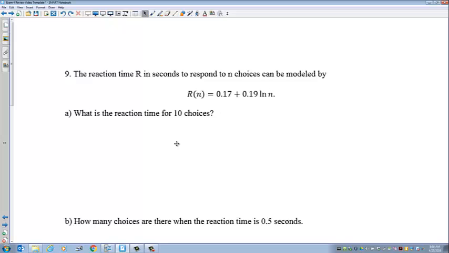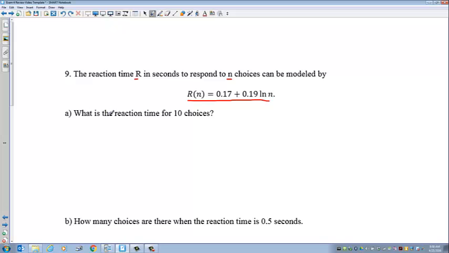So we had A and B there, and then we have our last problem, which is number 9, which is working with a logarithmic formula. On this one, the reaction time R in seconds to respond to n choices can be modeled by this formula: R of n equals 0.17 plus 0.19 times ln of n. So this is another formula problem, and again, do input and output basically.